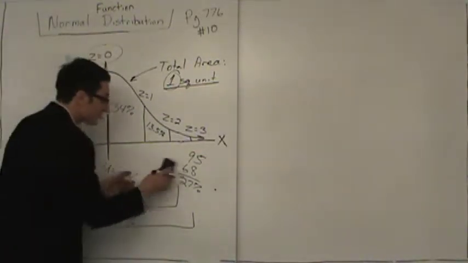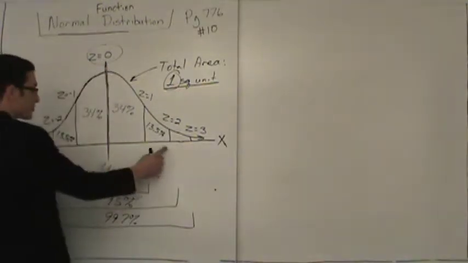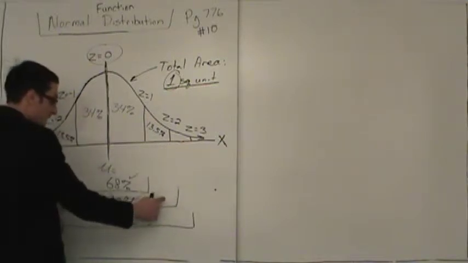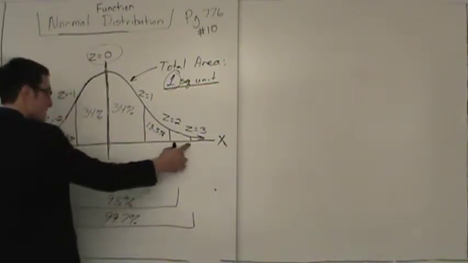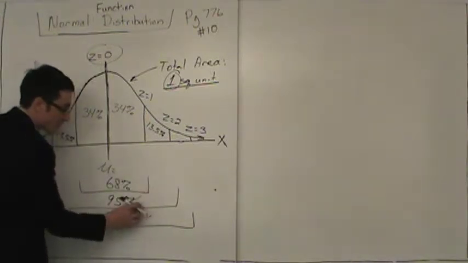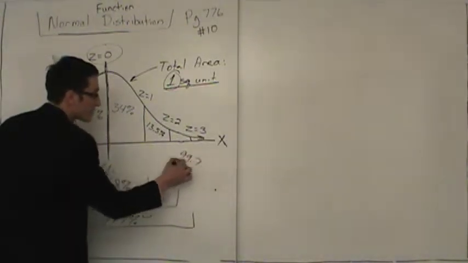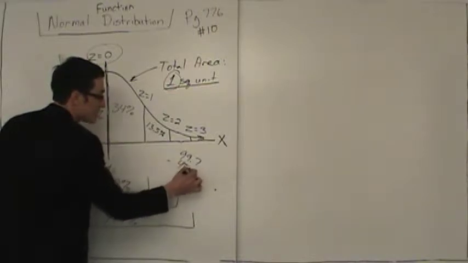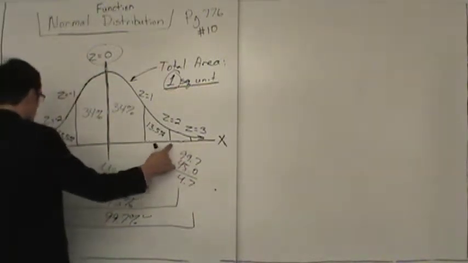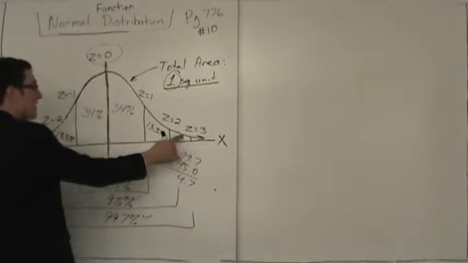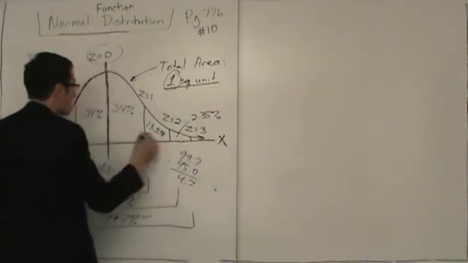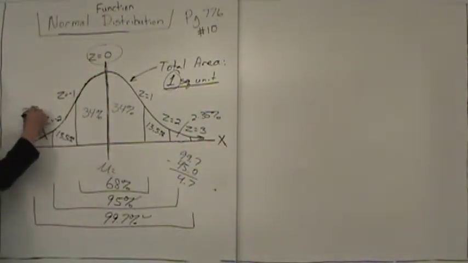99.7%. Now, my question is, what is the increase? Very small area out here. What is the increase from 95 to 99.7? We're looking for this little increase out here. So we take 99.7 and subtract 95. 99.7 subtract 95% gives 4.7%. So our increase is 4.7%. Now divide that into 2 equal parts. We get 2.35% of the area and 2.35% of the area.